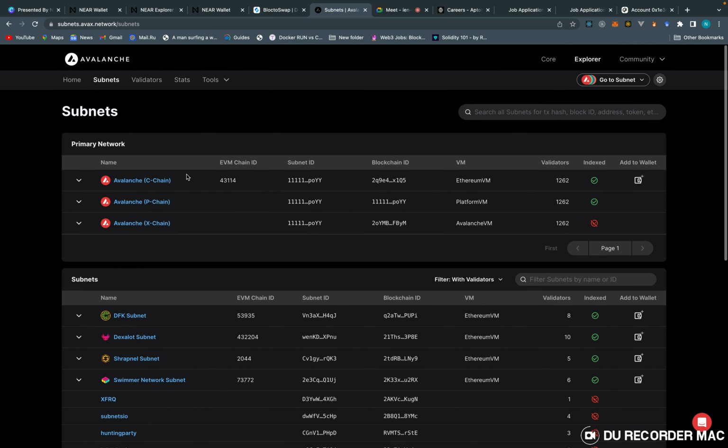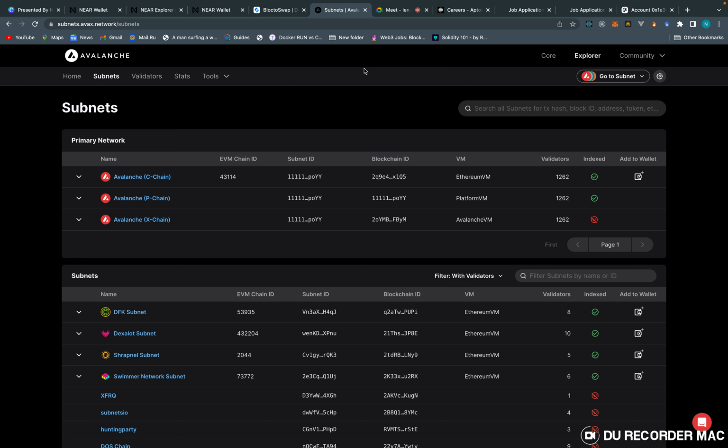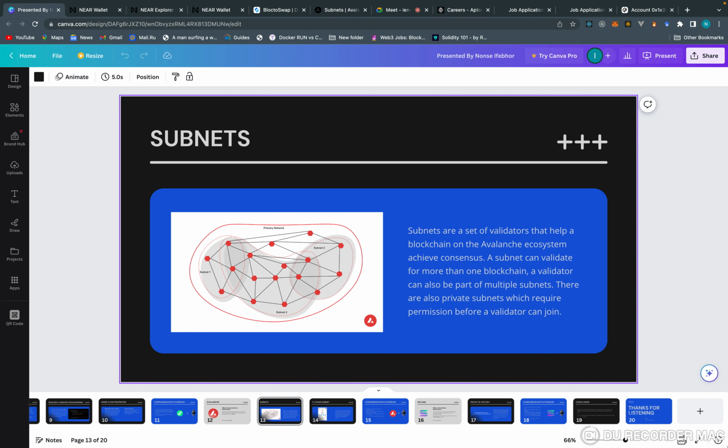So I think it's almost like Cosmos. Cosmos is actually an ecosystem of blockchains too, if you're familiar with Cosmos. So yeah, that's Avalanche. This is Avalanche. It's an ecosystem of different blockchains. So moving on, here is this stuff here.